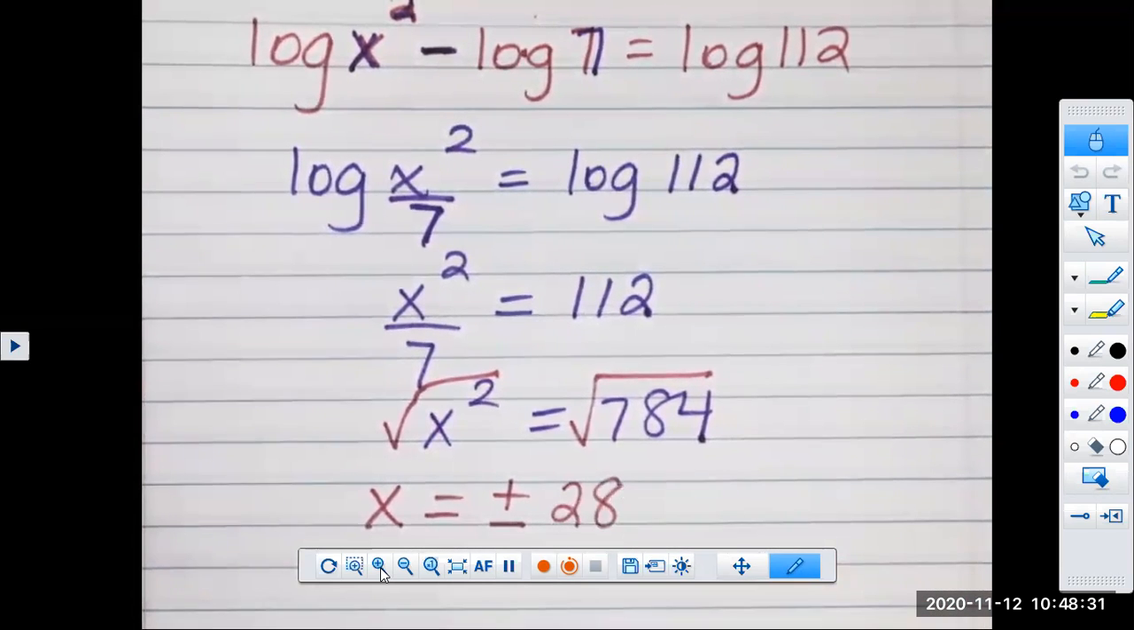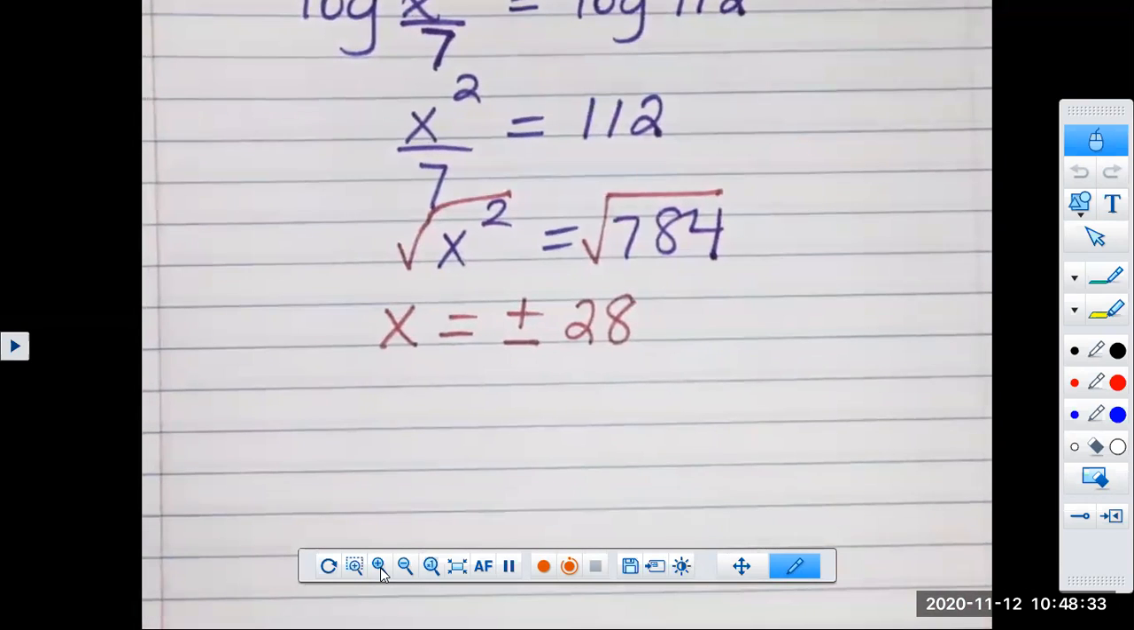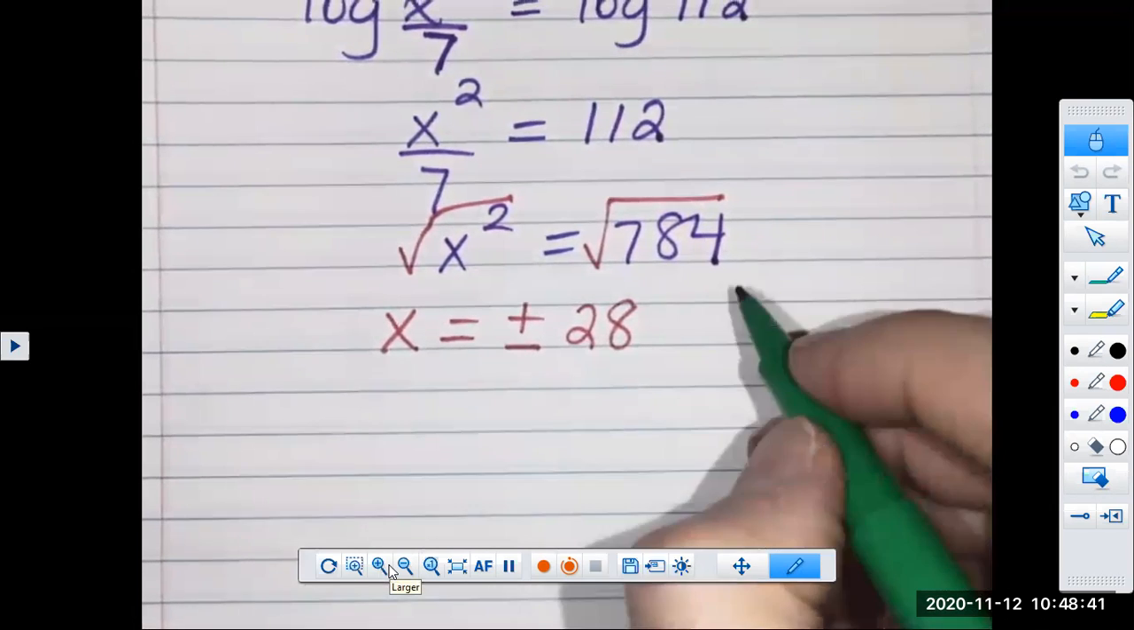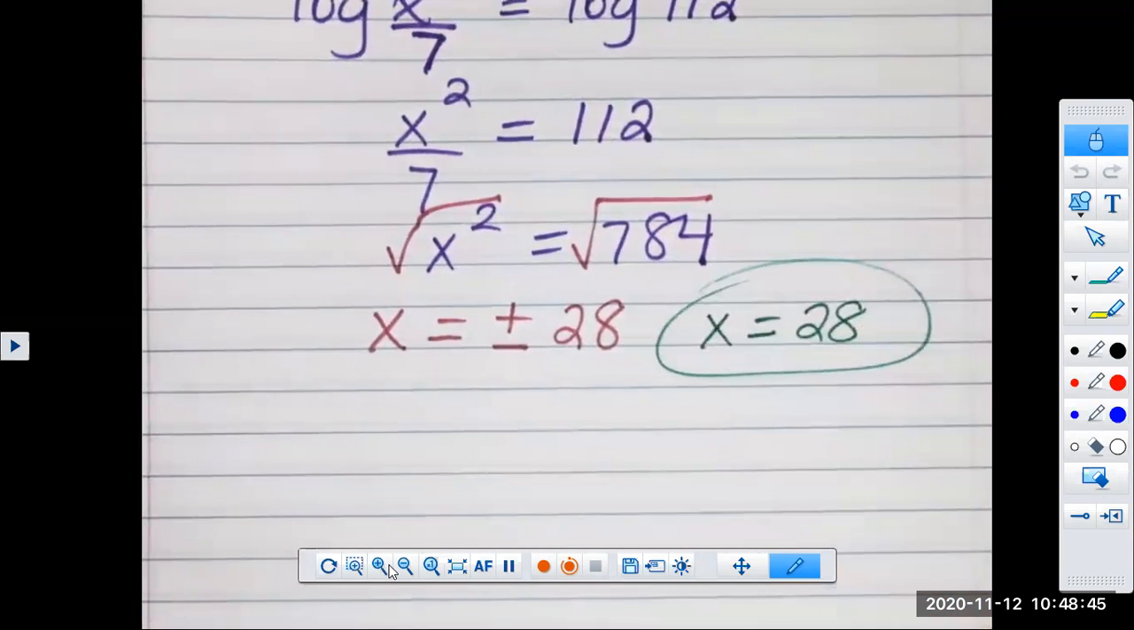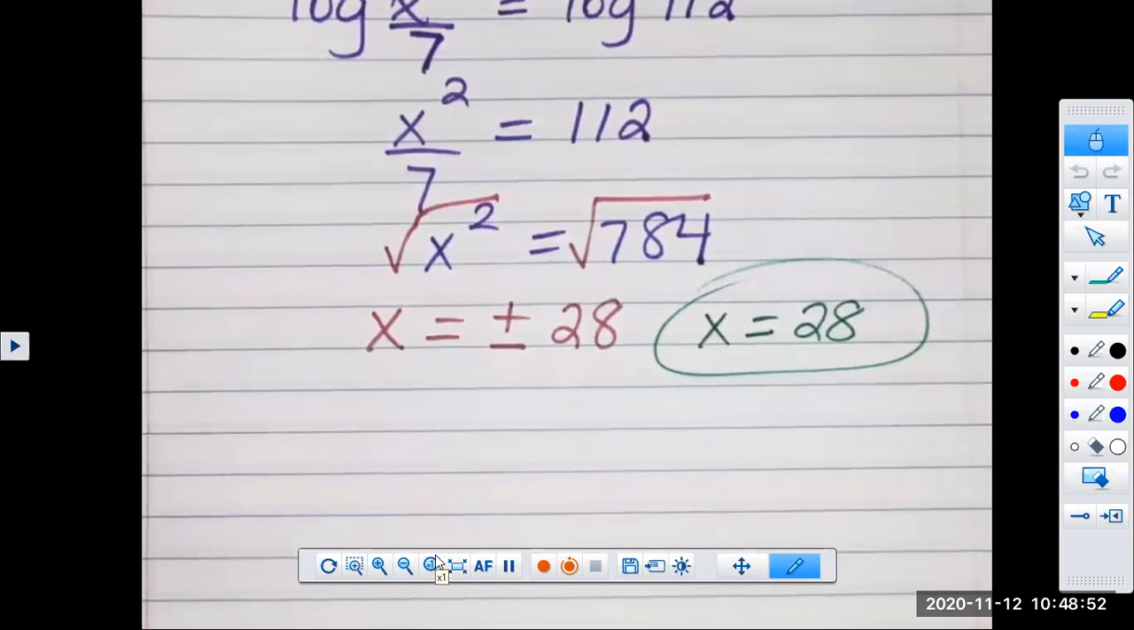You get positive and negative 28, but which answer do you exclude? You exclude the negative 28 because if you go back up and plug in, you have log of x, and you can't have log of negative 28. So positive 28 is your only answer.